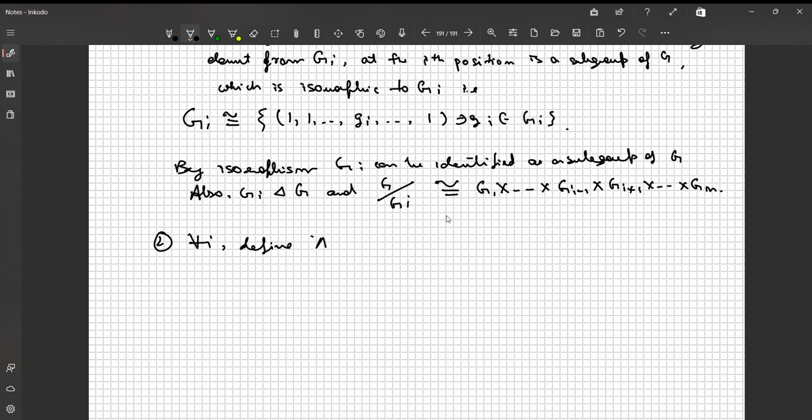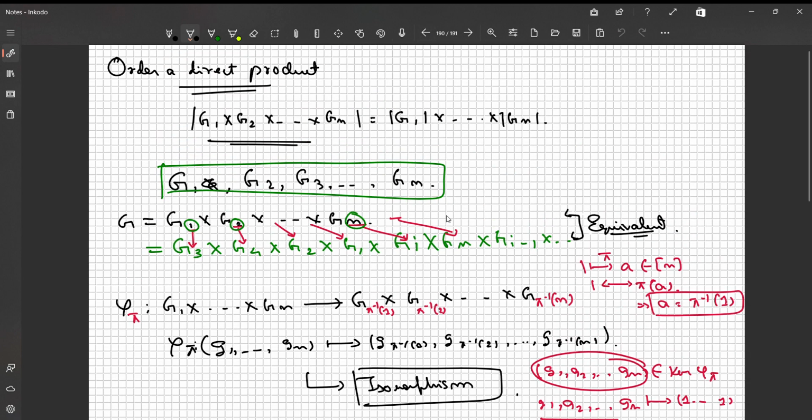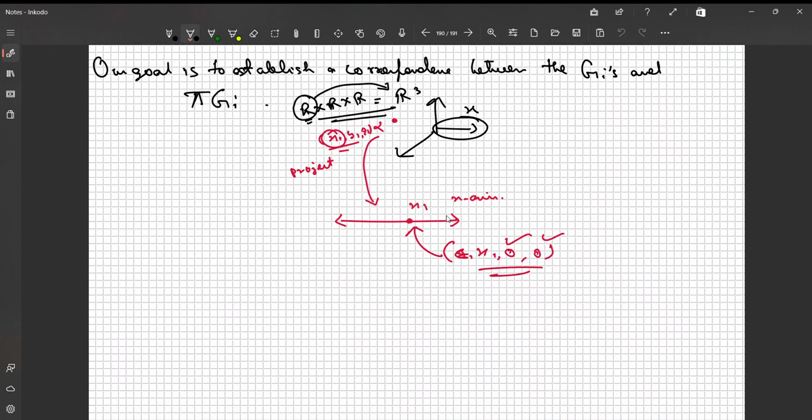It's very easy to prove by the example I just showed. Number 2 is that for all i, we define pi i to be a map from G to Gi such that what pi i does is that it extracts out the element in the ith position from each n-tuple of G. So G1 till Gn gets mapped to Gi. This was also what we were talking about in the case of the example, right?